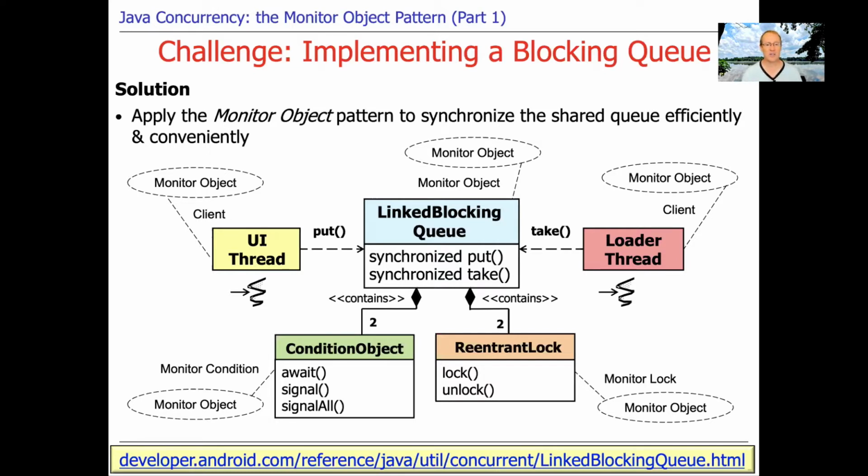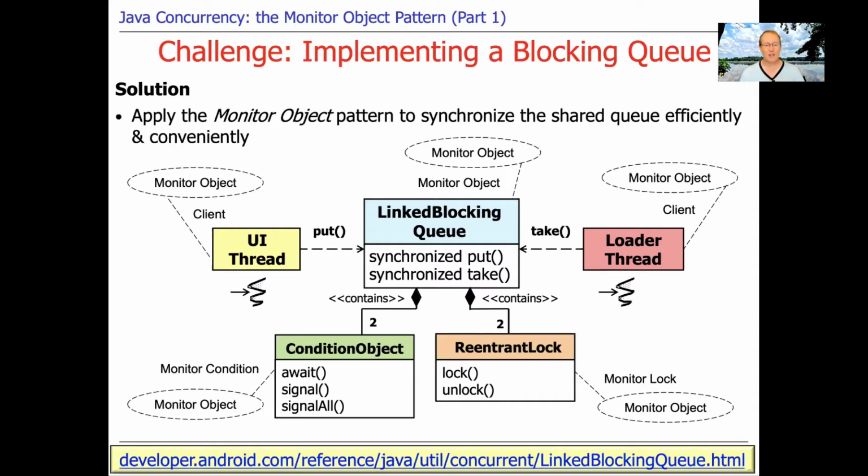So we're going to take a look at using the monitor object pattern to implement a blocking queue. And as you'll see here, because we're going to do this in a super efficient way, we're going to have ReentrantLock, and there'll be two instances of that. We're going to have two condition objects. And as you can see here, I've used notation to indicate how the various elements in this implementation map back to the monitor object pattern. So the linked blocking queue is the monitor object.